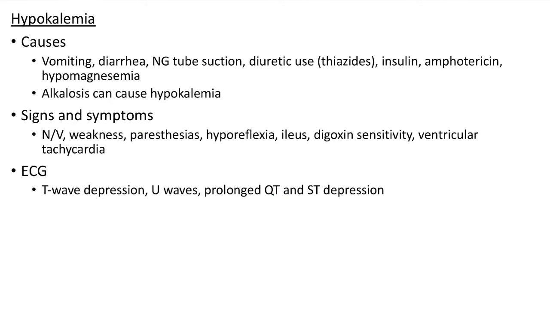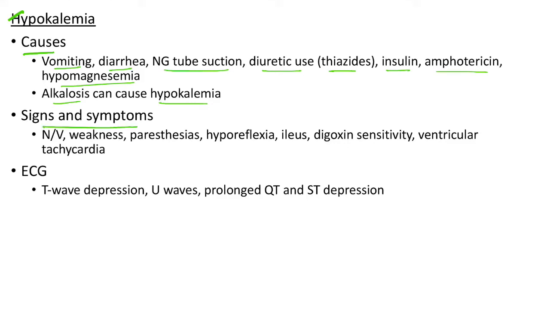Now let us see about hypokalemia. What are the causes of hypokalemia? It can be due to vomiting, diarrhea, nasogastric tube suction, diuretic use like thiazides, insulin, amphotericin, and hypomagnesemia. Alkalosis can cause hypokalemia. Remember, acidosis will lead to hyperkalemia and alkalosis will lead to hypokalemia.